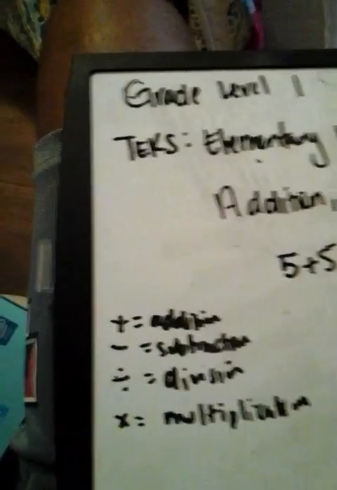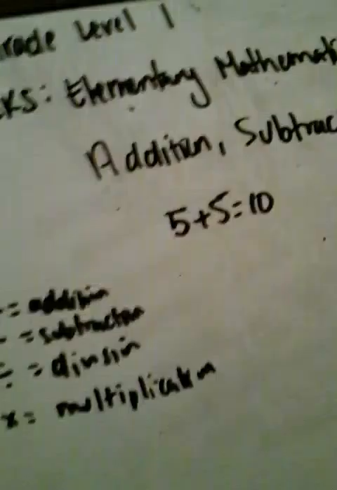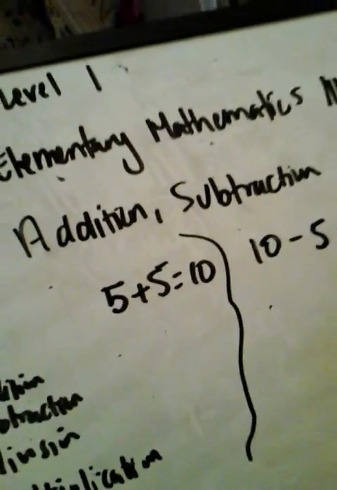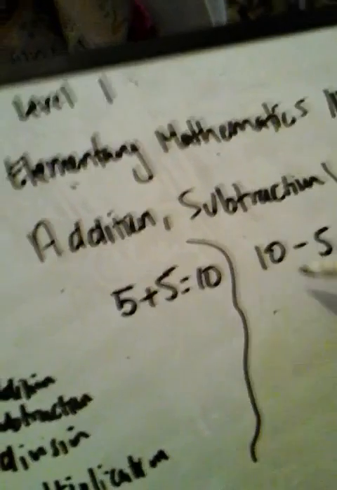So, good morning, class. Here it goes. 5 plus 5 equals 10. We have that. Now, if we do 10 minus 5, that equals 5. Remember, we're going based off symbols. Child can always look back over here.